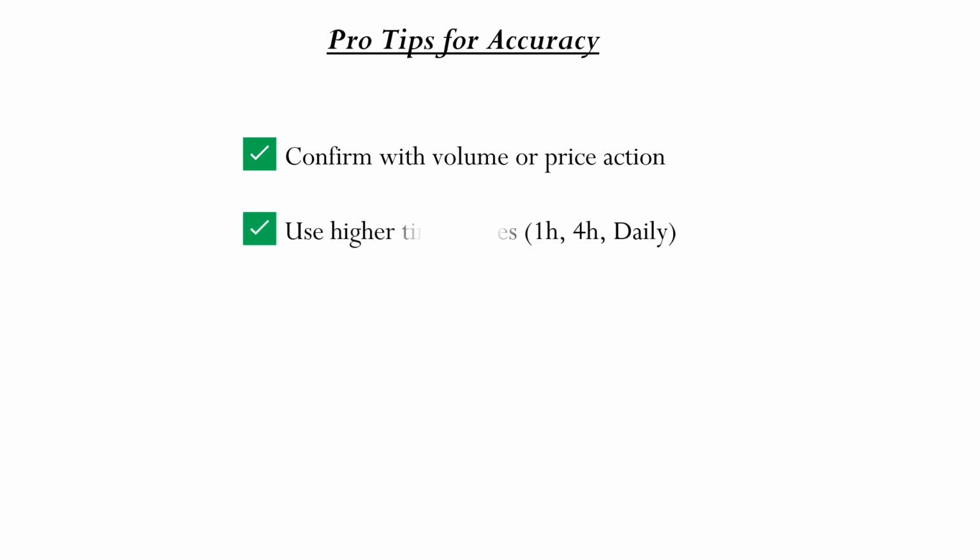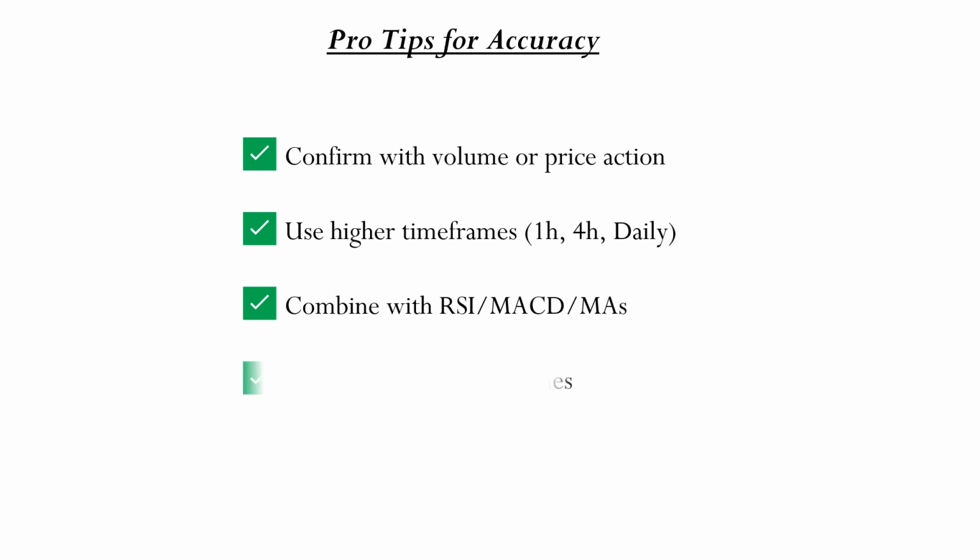And here are some pro tips for you. Always confirm support or resistance levels with volume or candlestick patterns to avoid fakeouts. When you have increased volume at key support or resistance levels, this suggests that a breakout is not a false breakout. And you should always check levels on higher time frames, either the daily, weekly, or hourly time frame for stronger levels. Make sure to combine support and resistance with other tools like RSI or MACD indicators or multiple moving averages for higher accuracy. And don't overdraw lines.